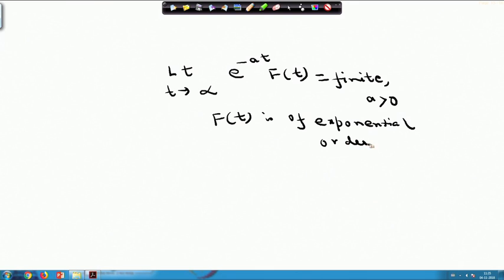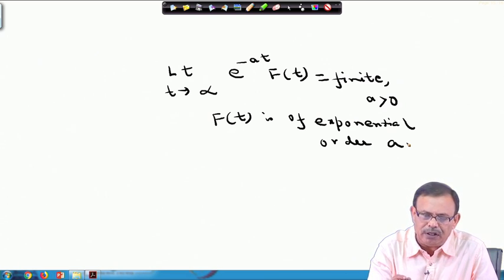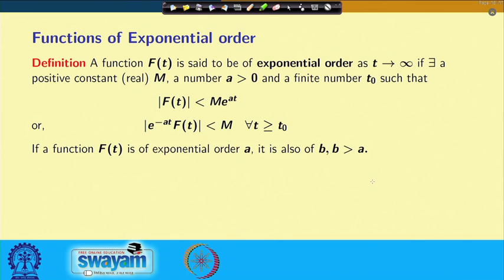order a. In the other way also, as t approaches infinity, e power minus a t f(t), if this limiting value is a finite value, then also we say that f(t) is of exponential order. Or we can say that the absolute value of e power minus a t f(t) is less than or equal to M whenever t approaches infinity. So, we can define it in any one of these two ways. So, these only we are writing.